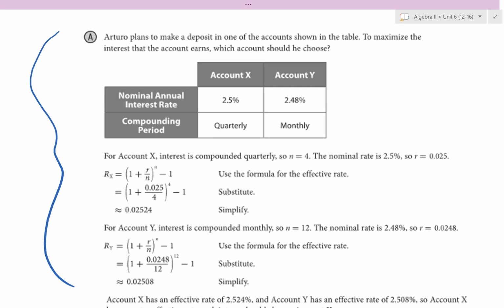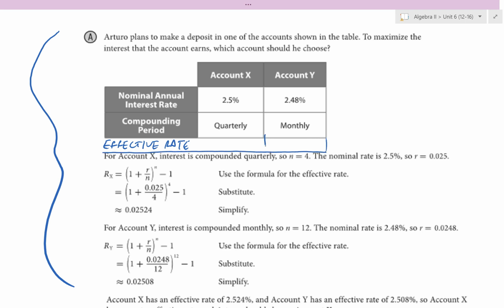That means by the end of the year, your account has actually grown by more than 5%. So how much more? The actual rate that you get for the year is called the effective rate. That's what we want to find when we're comparing two accounts: the effective rate, which is how much you really earned, what percentage you really earned for the year.